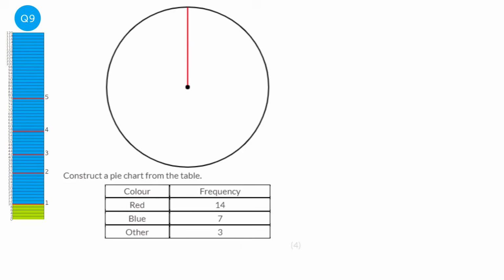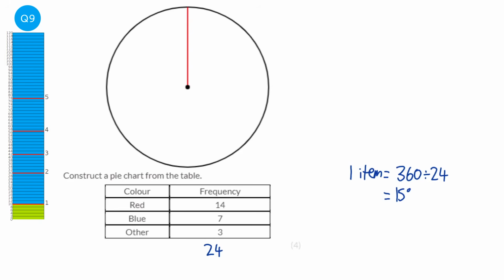The first thing to do when working out what angle things need to be on a pie chart is to add up the frequencies. So we're going to do 14 plus 7 plus 3, and we find out that that's 24. Then we're going to find the angle that one item would be. Well, there are 360 degrees in a circle, and there are 24 items. So we're going to do 360 divided by 24, and that gives us 15 degrees. So each item is worth 15 degrees, or will take up 15 degrees.